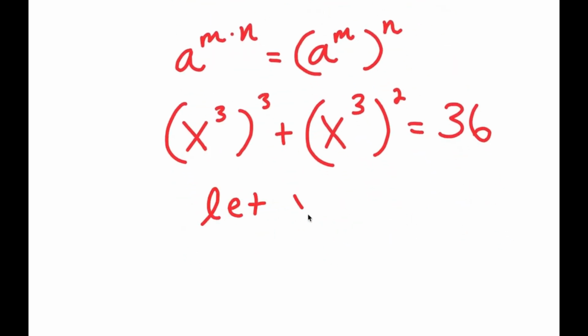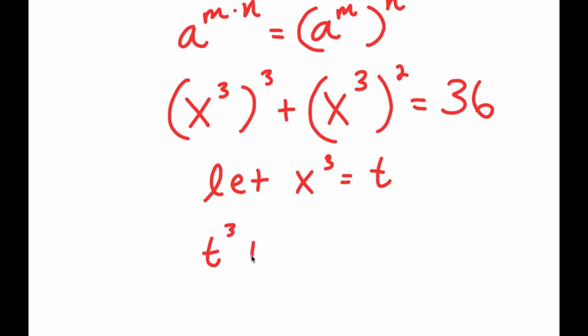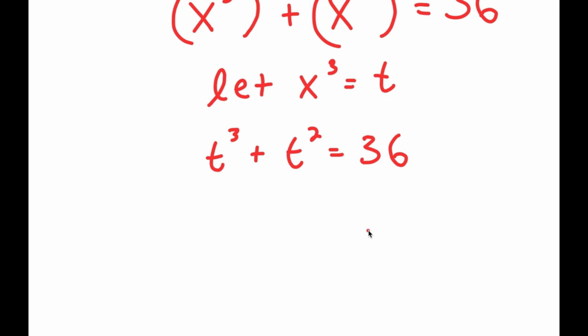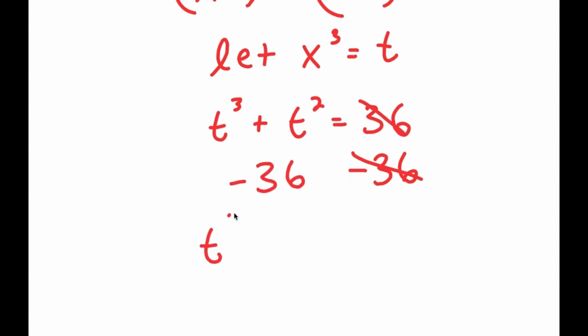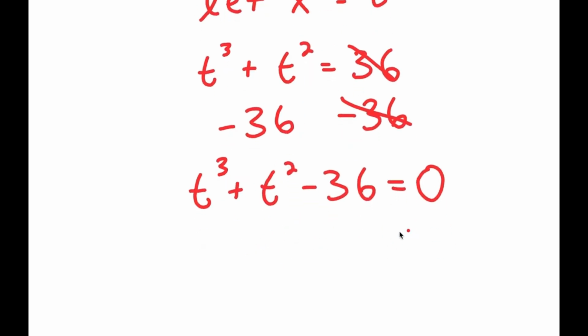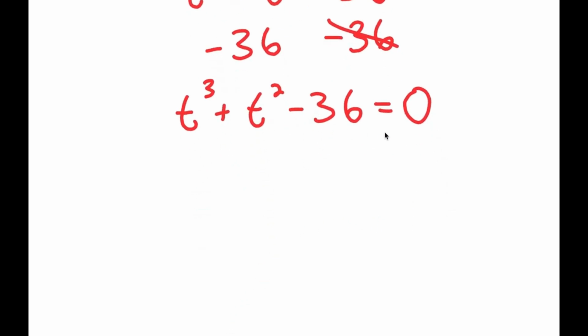Now I'm going to let x to the power of 3 equal to the variable t. So I get t to the power of 3 plus t squared is equal to 36. And now if I subtract 36 on both sides, I get t to the power of 3 plus t squared minus 36 is equal to 0. Now to solve an equation like this, what we have to do is first find one solution and use that solution to find the remaining solutions. And to find that one solution, we just actually have to plug in numbers and see if they work.